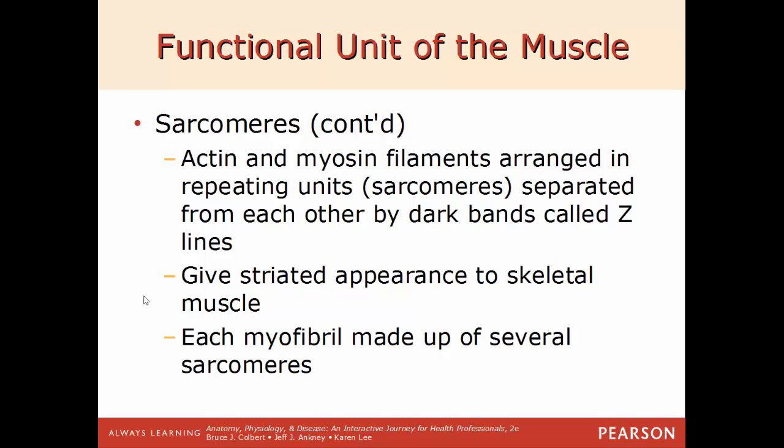Now, the actin and myosin are arranged in these repeating units, these sarcomeres, and they're separated from each other by these Z lines or the Z disc. And these Z discs are basically the bookends of each sarcomere. They form the boundaries of one sarcomere. Okay, and every myofibril is made up of several sarcomeres.